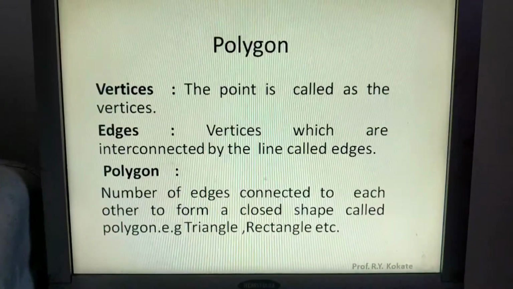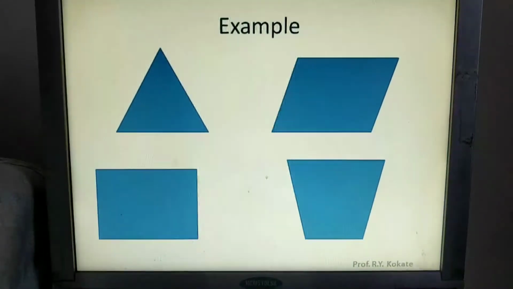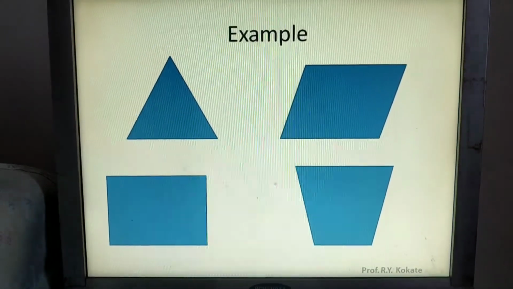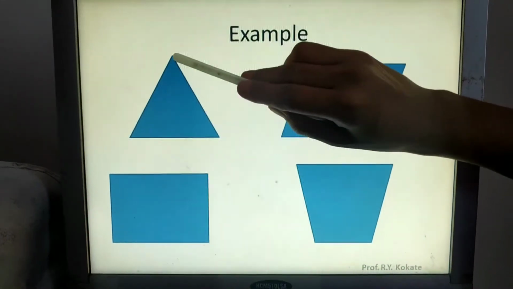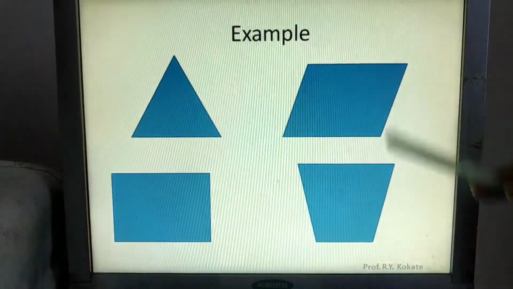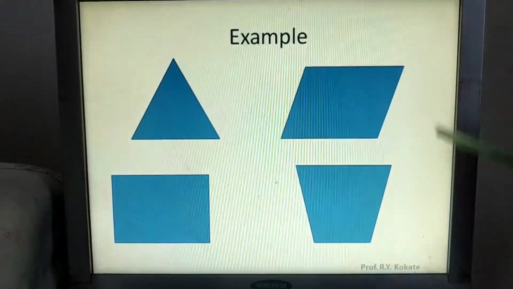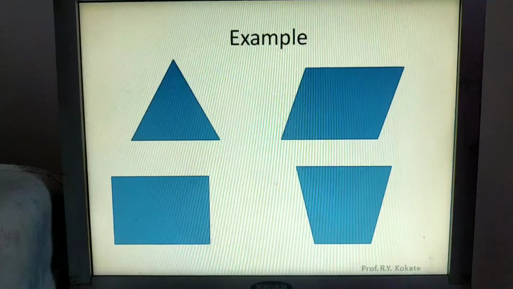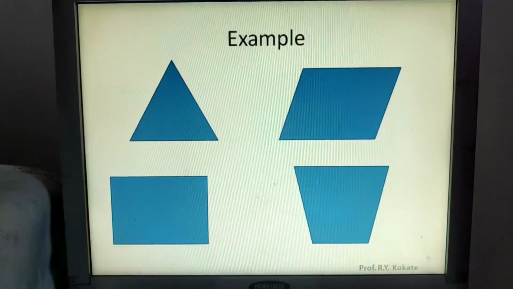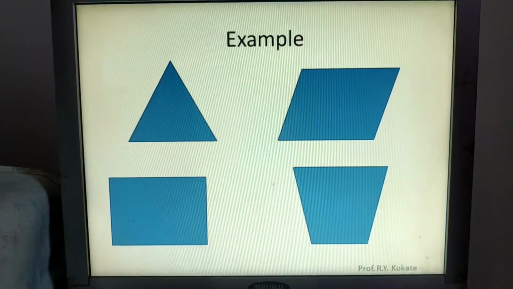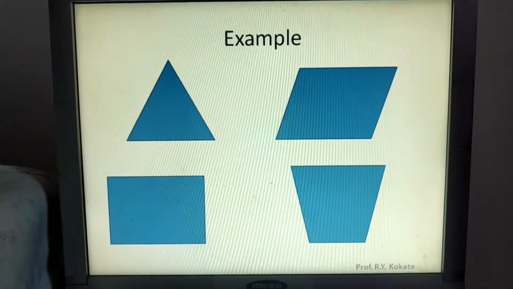For example, triangle, rectangle, etc. All these are the examples of polygon. In this example, there are 3 vertices, first, second, third, and 3 edges, first, second, third. Other examples also include a number of vertices and number of edges, and their shape is closed. That is, all are the examples of polygon.